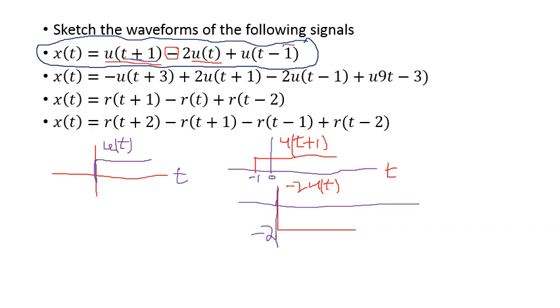Then the third part is u of t -1. If you compare with the standard equation, you know that the third term in this equation is shifted 1 unit to the right. So let's draw this other signal, the third one, and we shift it 1 unit to the right. So this is u of t -1.